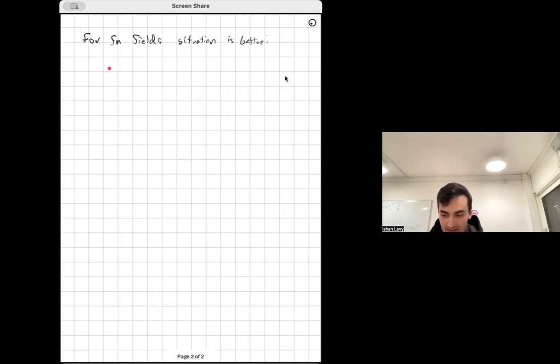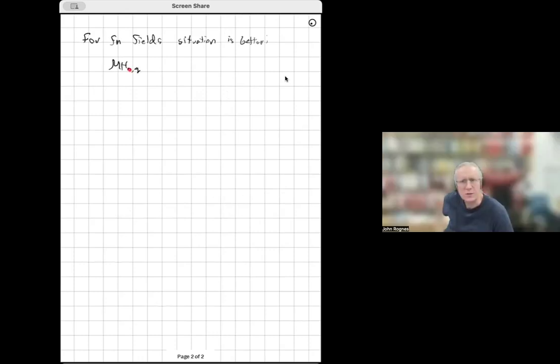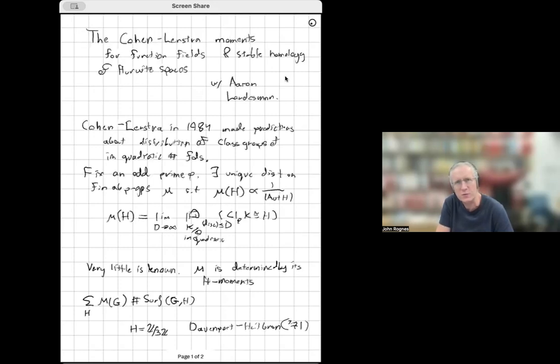So let me describe what's known, or what was known before. First, can I just ask, you said that there was a computation for Z mod 3. You said it was a computation of how many groups, or the groups that surject to Z mod 3, but you did mean the class groups that surject to Z mod 3, or?